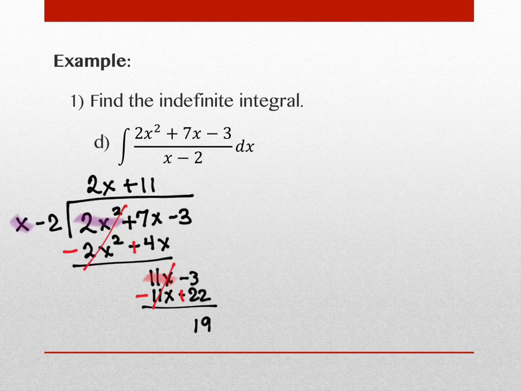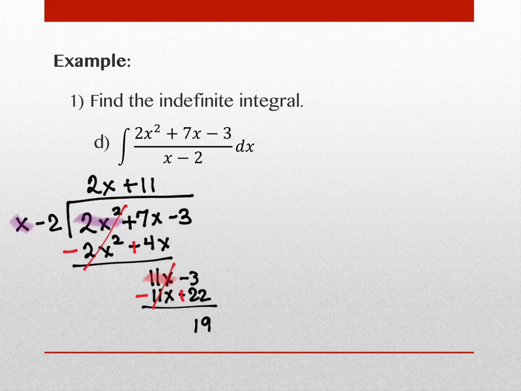And the reason I know I'm done is because x minus 2 can't go into 19. One way to sort of think about that is that the exponents are smaller. Like this is an exponent of 1. This one doesn't have an exponent, meaning it has an exponent of 0. It can't go in any further. This is how I know I'm done.